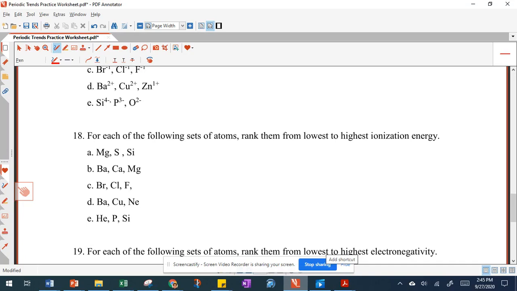Okay, so let's practice ranking ionization energy. So I have these problems here. I want you to write these down and try these, and then we're going to go over the answers, so you can pause the screencast.